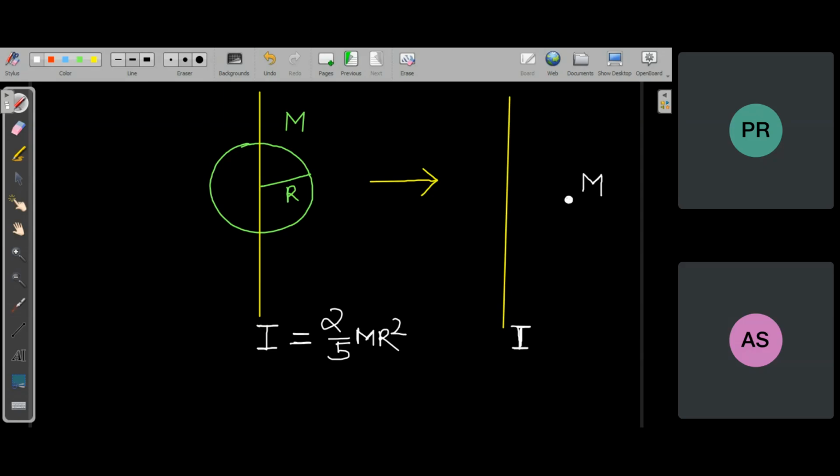Point mass means the mass is just concentrated at a point. A whole mass is concentrated, so no dimensions we can consider. No dimension, no size.